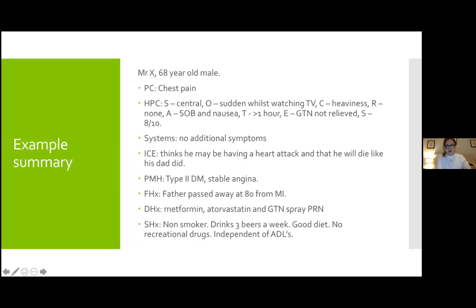Okay, any questions about chest pain? Okay, I'm going to take that as a no.